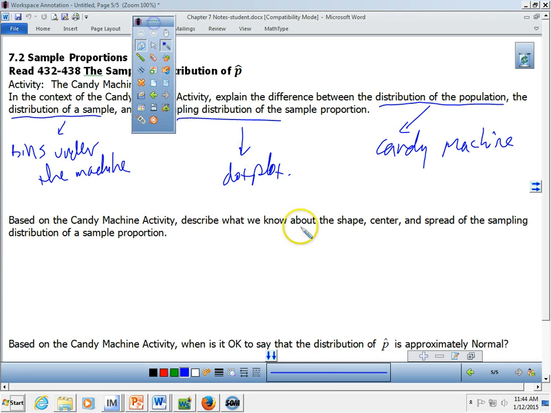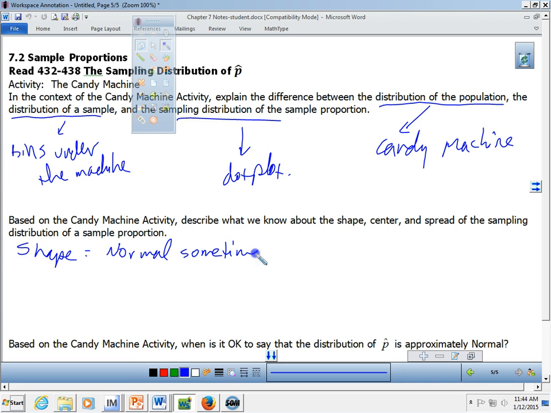Okay? Based on the candy machine activity, describe what we know about shape, center, and spread of the sampling distribution. Well, hopefully what you just saw is that the shape is going to be fairly normal, sometimes. Remember that when we pulled 10 samples and increased our sample size to 50, it wasn't normal. But it was normal when we pulled more samples. So the shape isn't always normal. We have to take a look and find out when it is going to be normal.